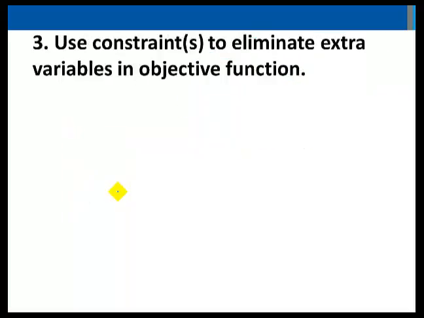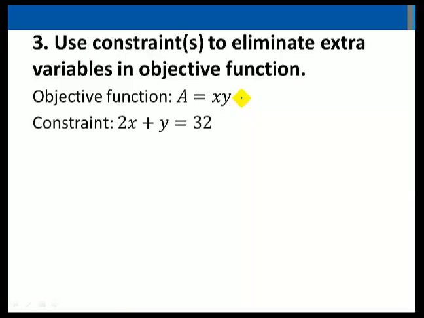Use constraints to eliminate extra variables in the objective function. Our objective function is A equals x times y. We want our objective function in terms of only one variable. The constraint is 2x plus y equals 32. Using our constraint, we can solve for y. y equals negative 2x plus 32, and then use our constraint to substitute for the y in the area function.